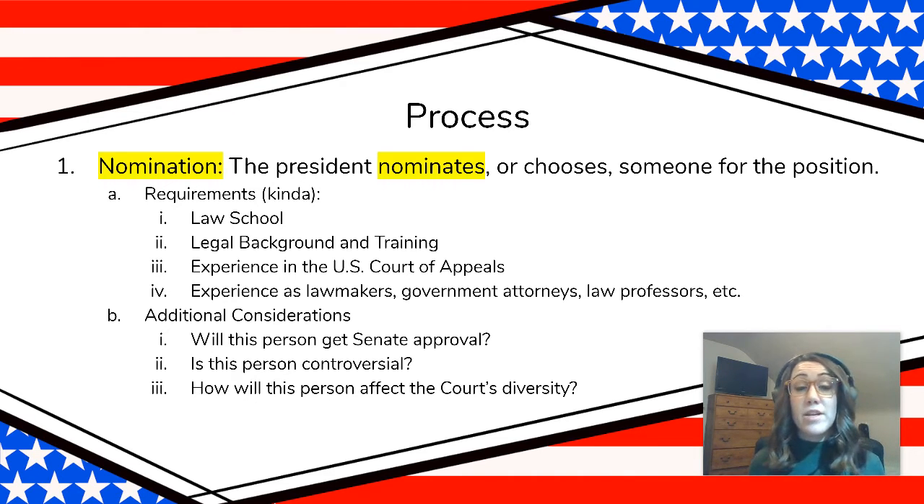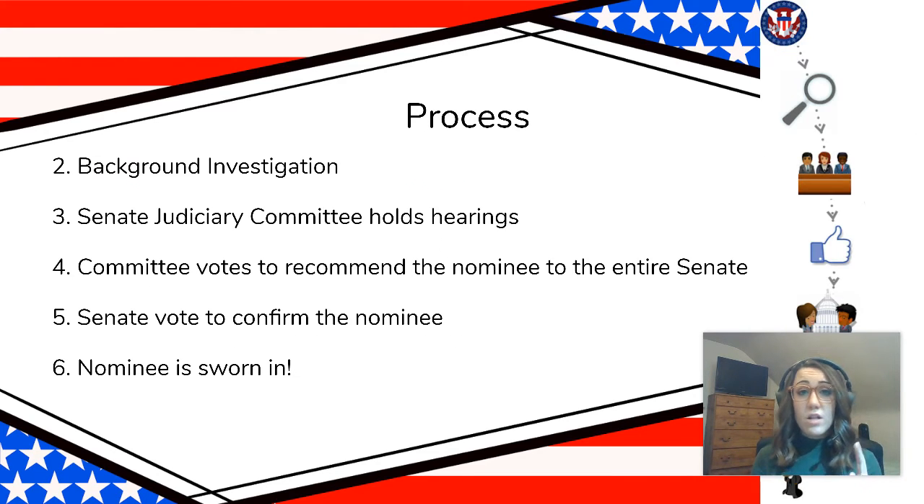So those are also things to consider whenever you're voting for president, because you want to think, where would I want the sway to be, in the Republican area or the Democrat area? But let's finish this process. First, you nominate, then there will be a ton of background investigations, because whenever other people are appointed or elected, they serve shorter terms, but Supreme Court justices serve lifelong terms. So lots of background checks need to be done.